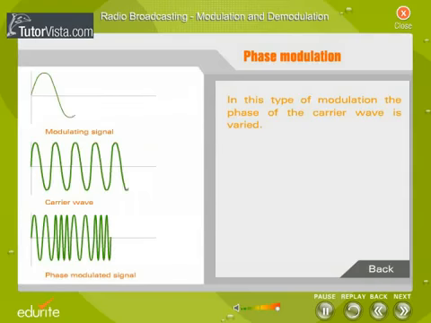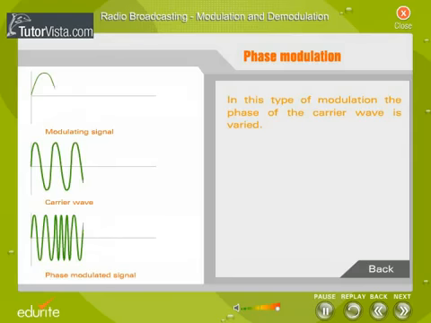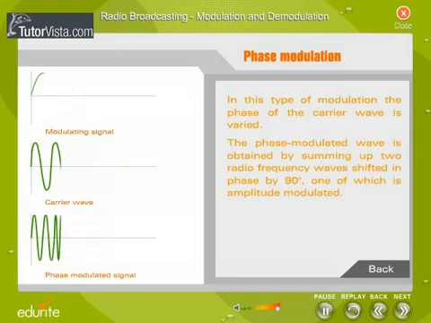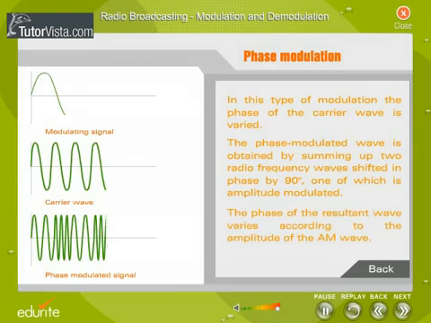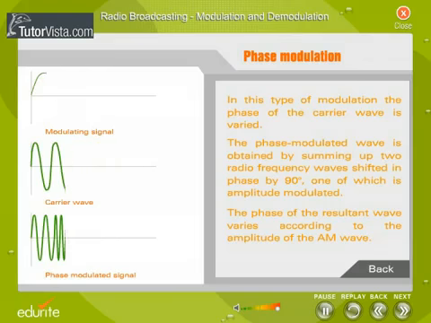Phase modulation. In this type of modulation, the phase of the carrier wave is varied. The phase modulated wave is obtained by summing up two radio frequency waves shifted in phase by 90 degrees, one of which is amplitude modulated. The phase of the resultant wave varies according to the amplitude of the AM wave.